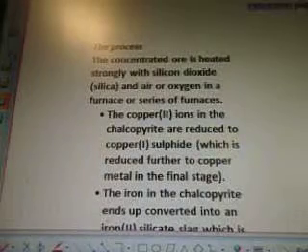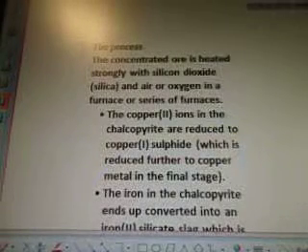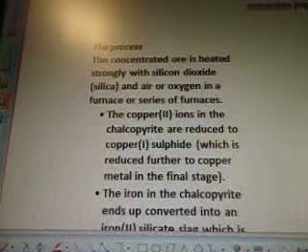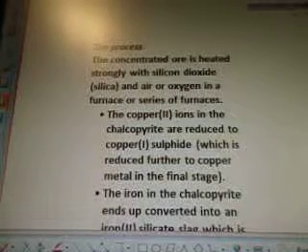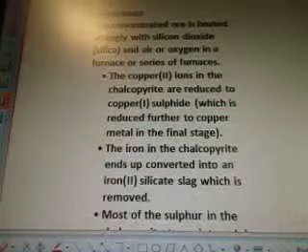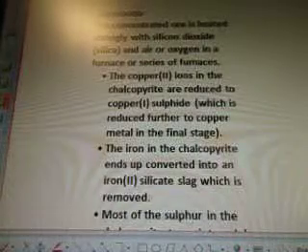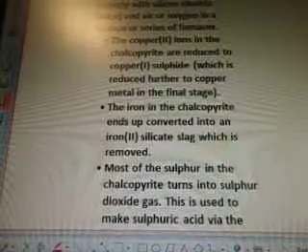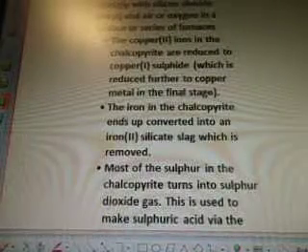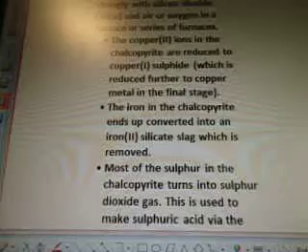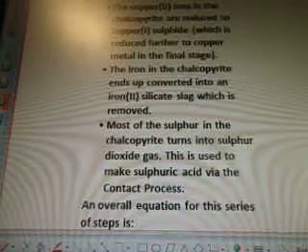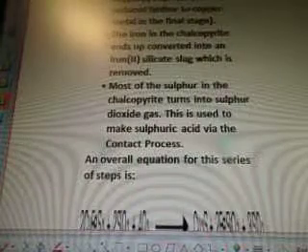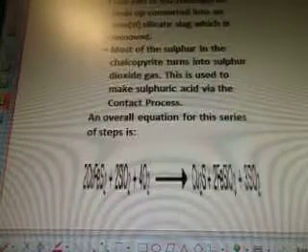The process: the concentrated ore is heated strongly with silicon dioxide, silica, and air or oxygen in a furnace or series of furnaces. The copper 2 ions in the chalcopyrite are reduced to copper 1 sulfide, which is reduced further to copper metal in the final stage. The iron in the chalcopyrite ends up converted into an iron 2 silicate slag, which is removed. Most of the sulfur in the chalcopyrite turns into sulfur dioxide gas. This is used to make sulfuric acid via the contact process.